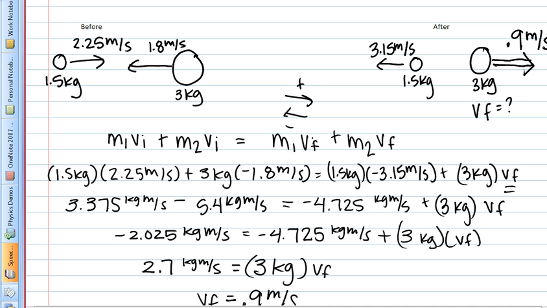This is an example of an elastic collision since the two marbles hit and bounce off of one another without sticking and without losing any energy.